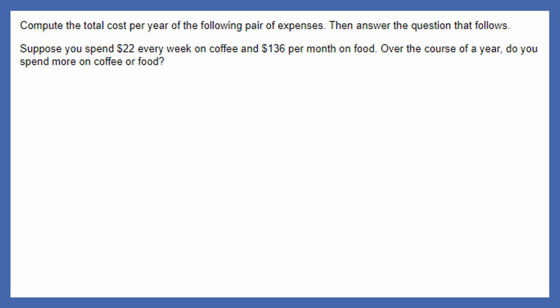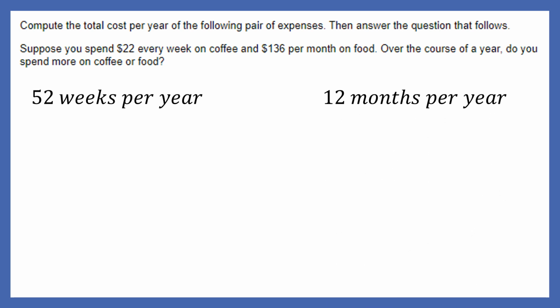So what we're going to do is scale those to the same time scale. The question says over the course of a year, so we're going to go ahead and scale both of them. We're going to take into account that there are 52 weeks per year and 12 months per year. And we're going to use those facts to scale those up. So $22 every week means 22 times 52 would tell me how much per year, and 136 per month means I'm going to do 136 times 12.